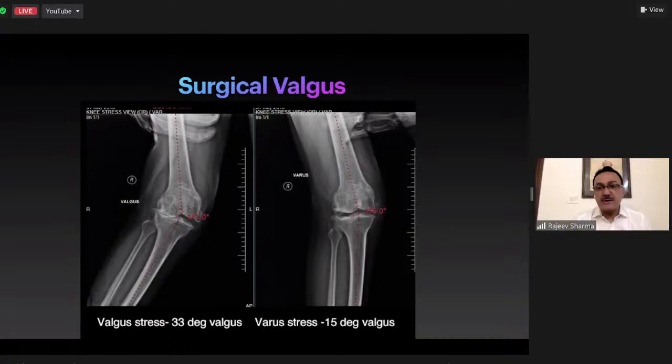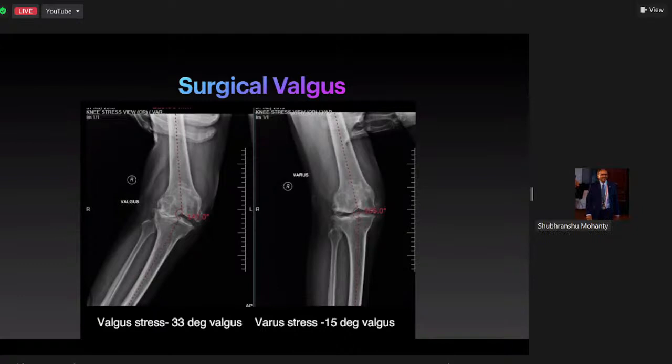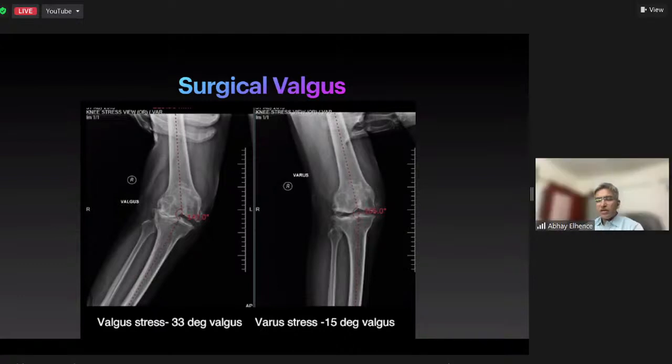Chandrasekhar, we are not able to listen to you. Rajiv, actually, I am able to listen to him. Sir, he is very clearly audible. I guess something with your network.